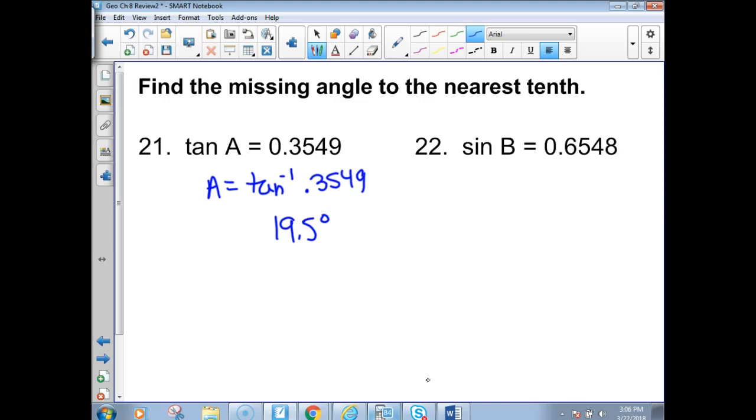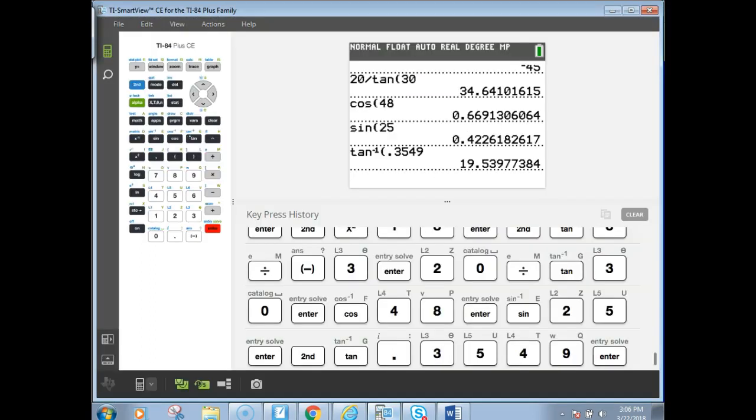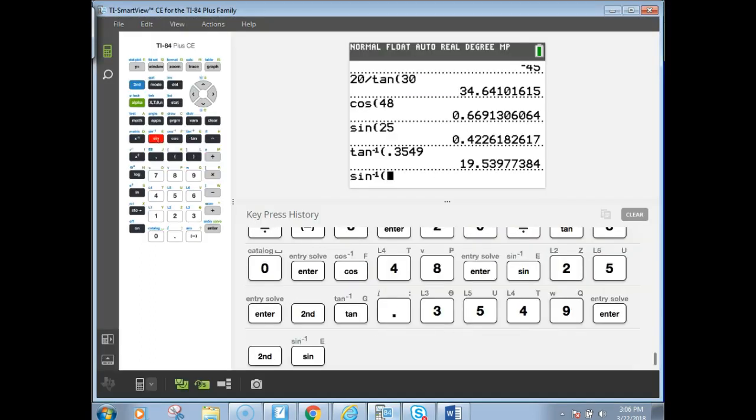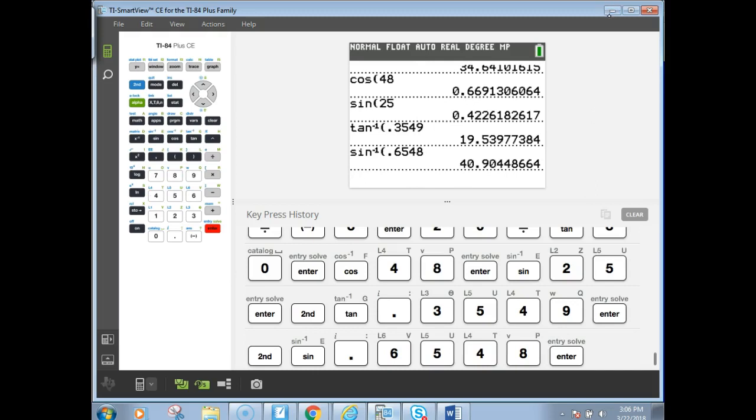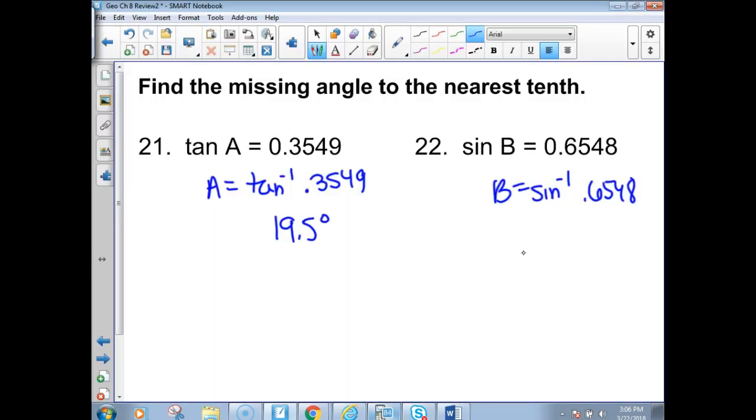Okay, and when you type second sine for the next one, second sine 0.6548, that is 40.9 degrees. If you haven't typed anything yet today, you don't even know if your calculator's in the right mode or if it's working properly. Okay, if you're not getting 40.9 degrees, you should be checking the mode and make sure it's in degrees.